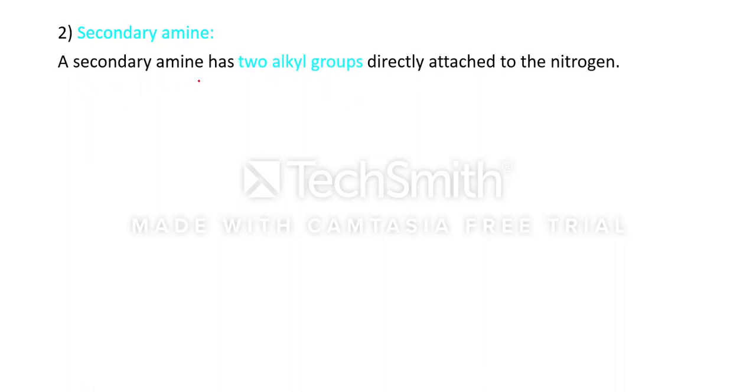Next, secondary amines. A secondary amine has two alkyl groups directly attached to the nitrogen. It means two hydrogens of ammonia are replaced by two alkyl groups. That is nothing but a secondary amine. The alkyl groups are directly attached to the nitrogen atom. That's why this is a secondary amine.